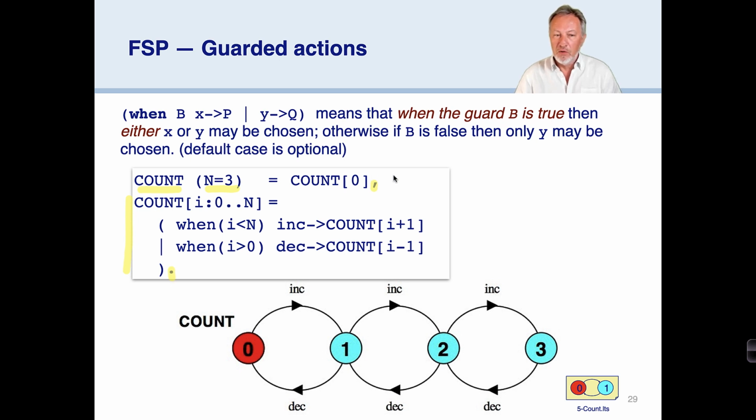So first of all, we define count for n is equal to 3. And this is the amount that we can count up to. Initially, we're going to start in the state count 0. So what are the different counts? Well, count 0 up to count 3 allow us to form an increment or decrement.